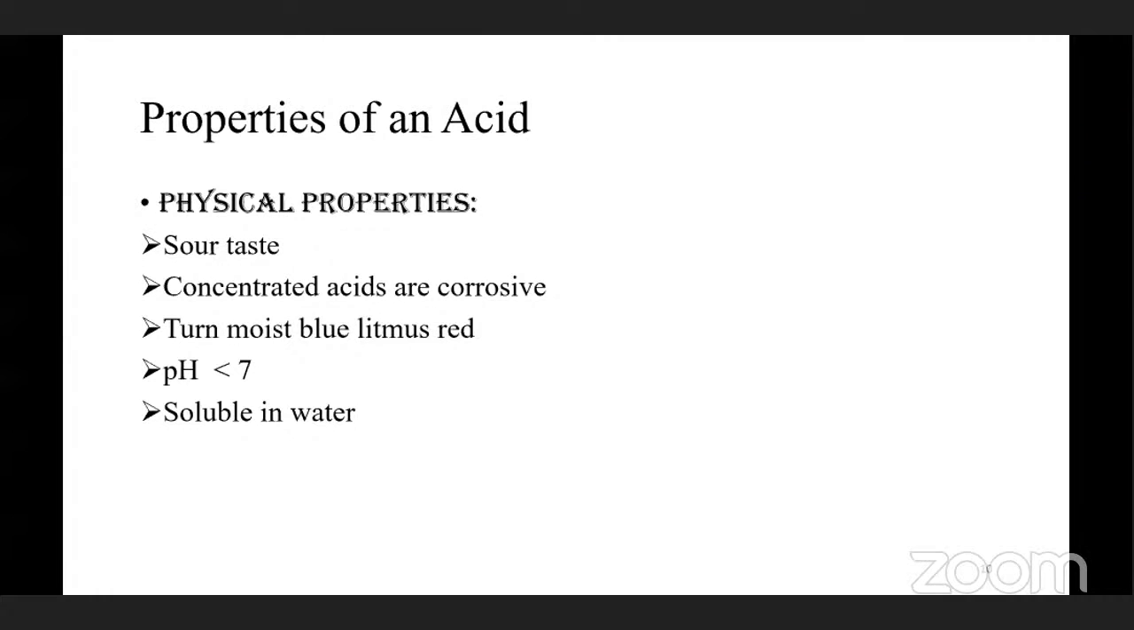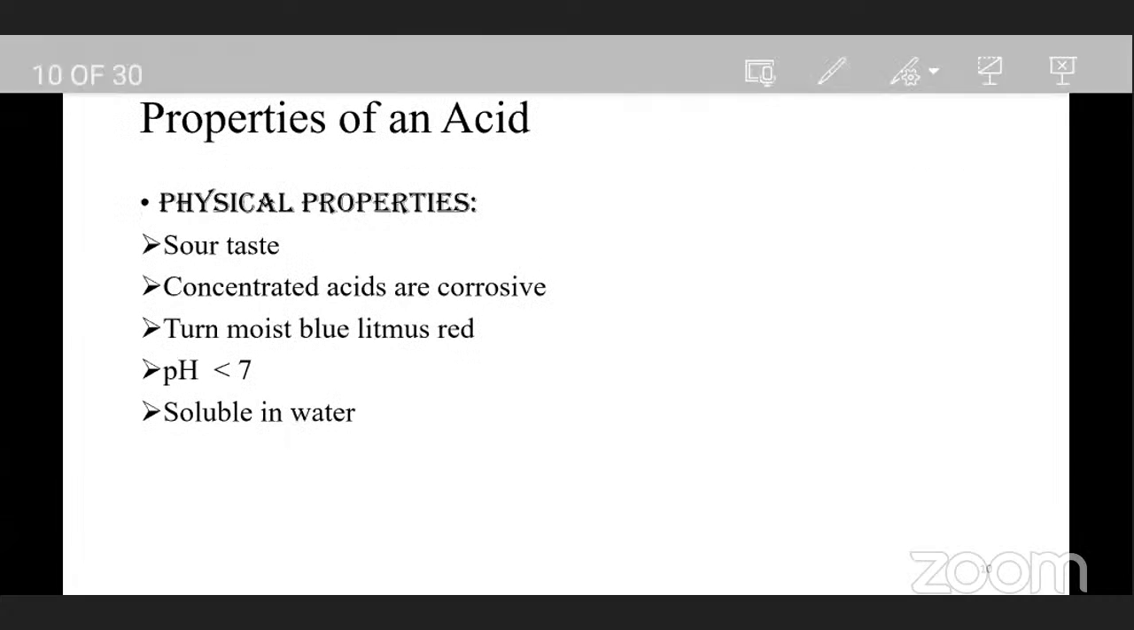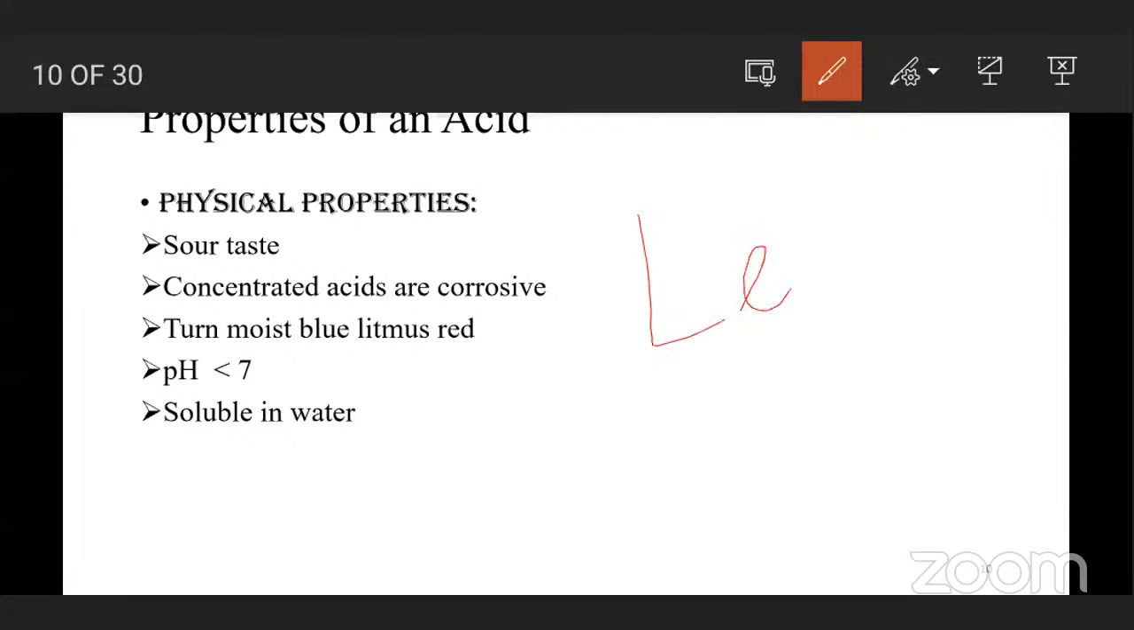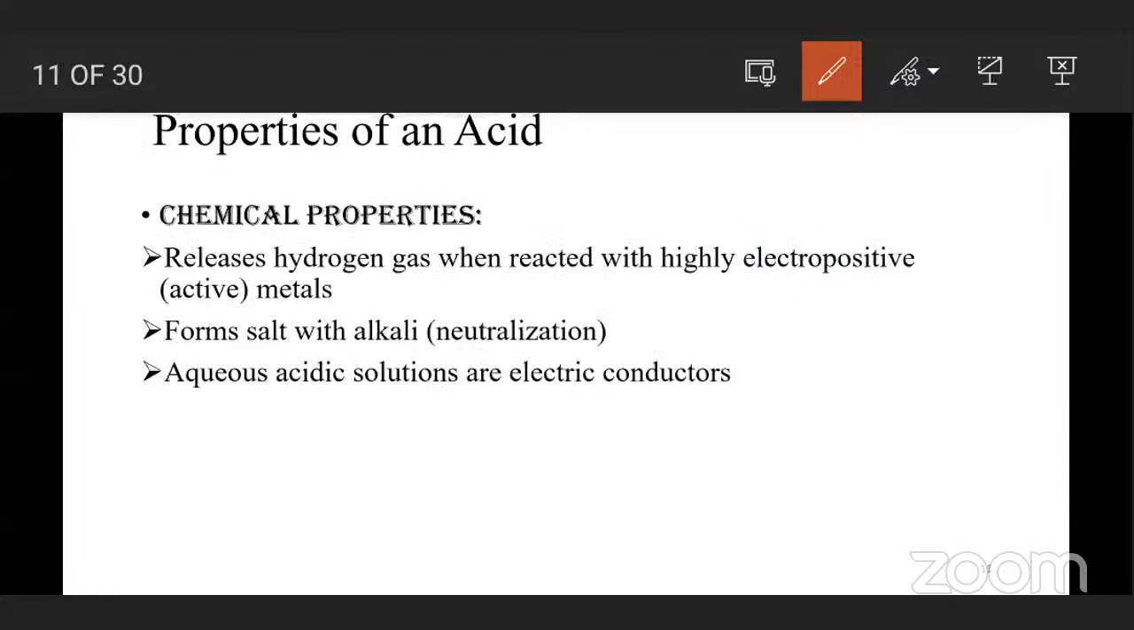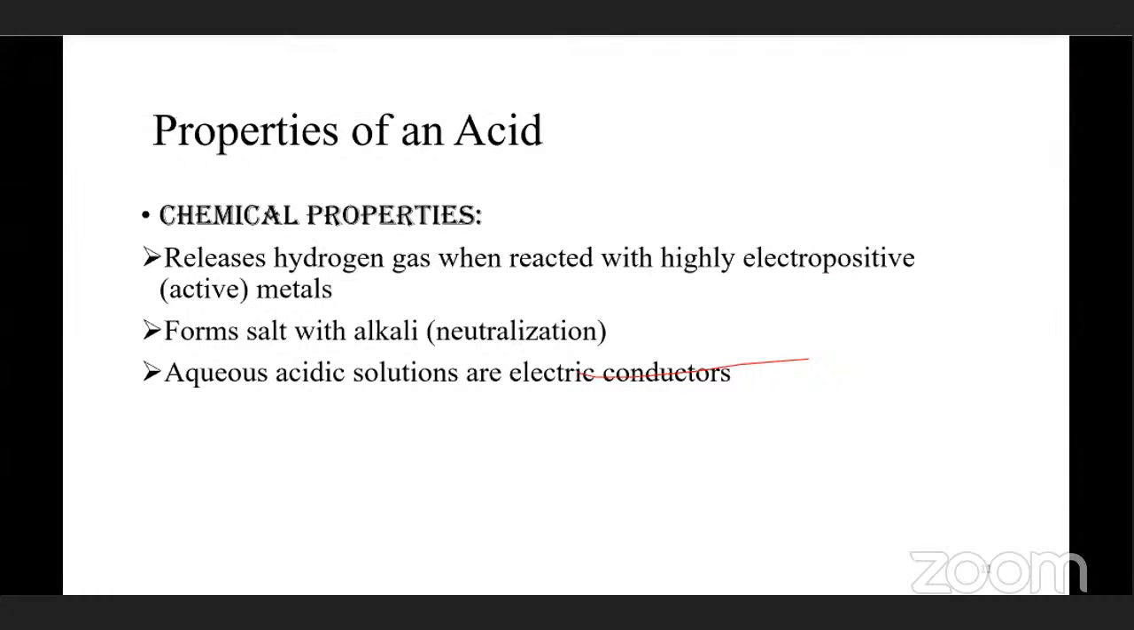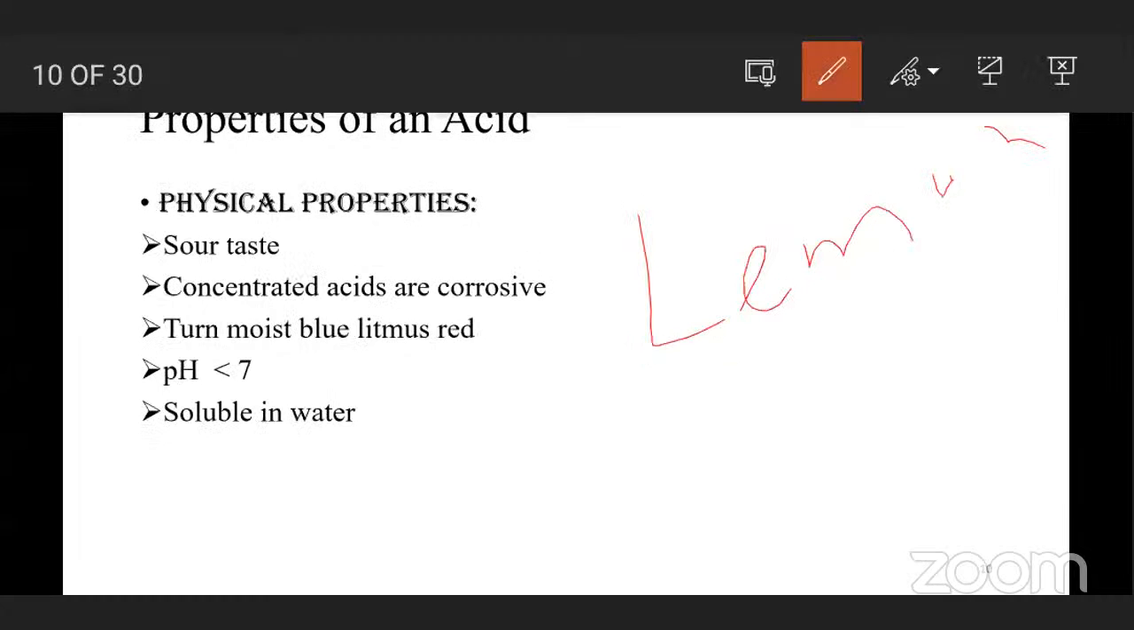But how do we know that some acids have a sour taste? Maybe you have tasted lemon before, or possibly sour milk. If you actually taste this, you observe that it has a characteristic sour taste, and that is as a result of the presence of acid in it.